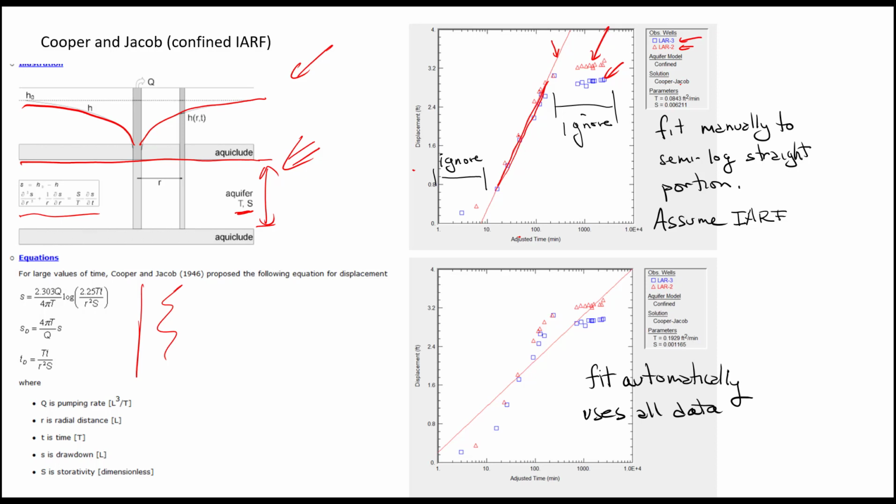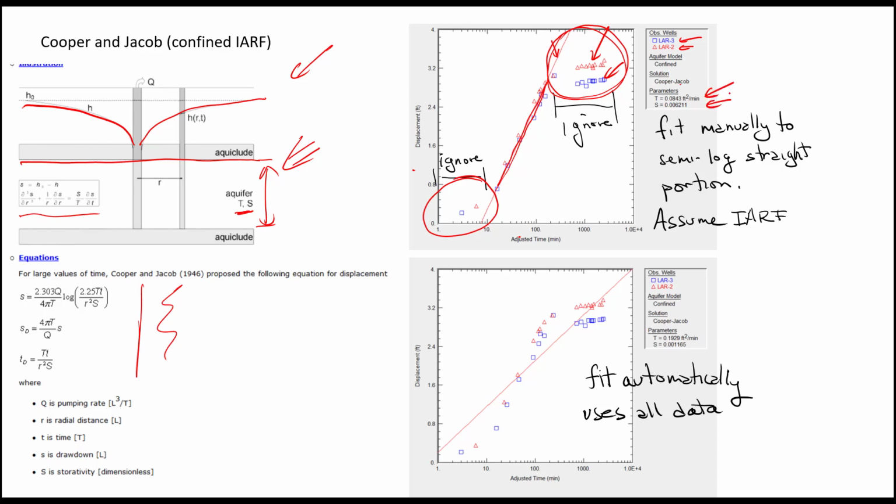And you can see that it fits pretty well. But in order to get the fit, I have to say, well, I know the Cooper-Jacob is not applicable at early times, so I'm just going to ignore this. And the Cooper-Jacob is not including a boundary. So I think that this is not this infinitely acting reservoir. So I'm just going to ignore that.